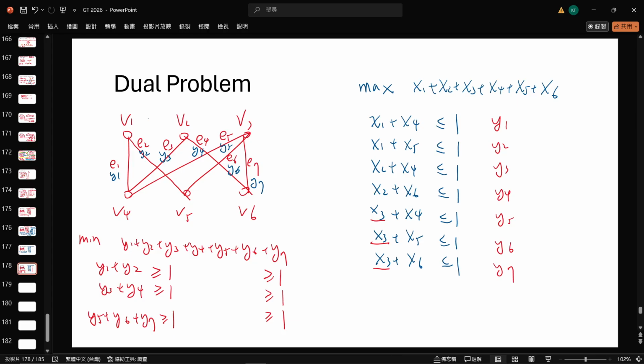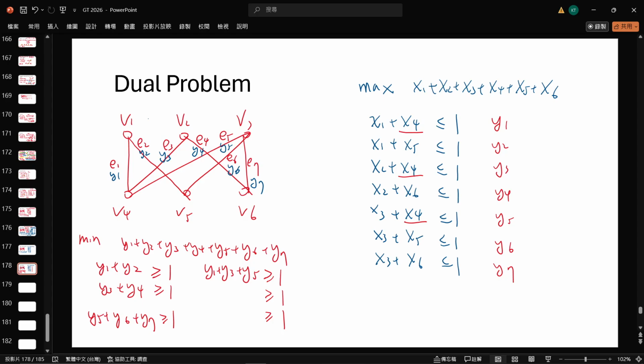Okay, so next, x4. x4 appears in the first, third, and fifth. These are the edges incident to V4. So I think the pattern is clear.